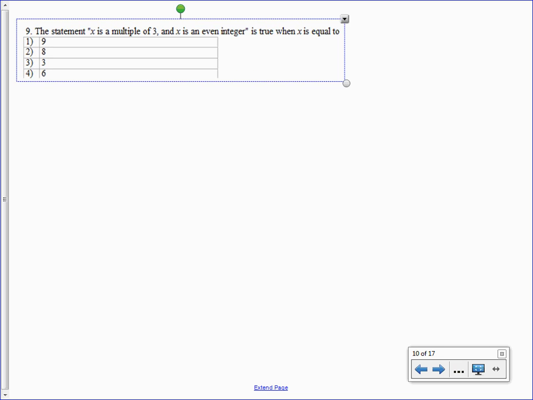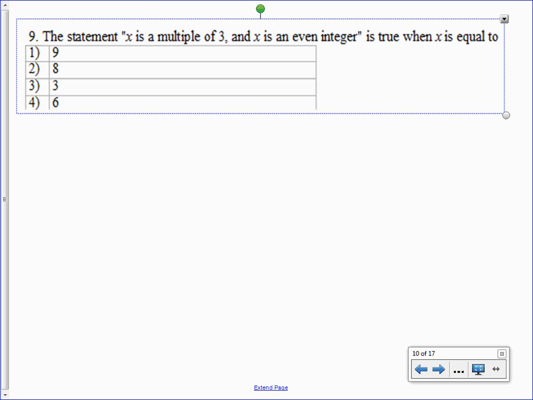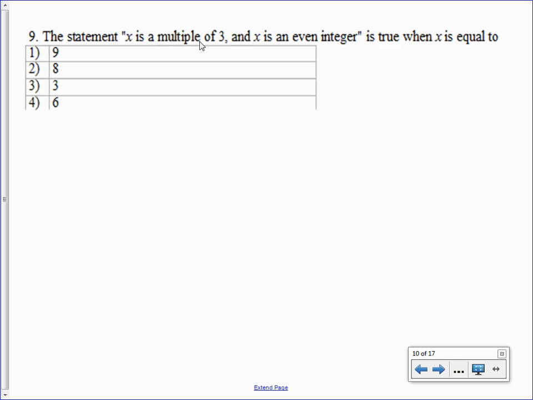Number 9, the statement x is a multiple of 3 and x is an even integer is true when? For an and statement, they both have to be true. Well, 9 is a multiple of 3 is true, and 9 is an even integer is false. That's false. 8 is a multiple of 3 is false. X is an even integer is true. That's false. 3 is a multiple of 3 true. 3 is even false. So that whole thing is false.